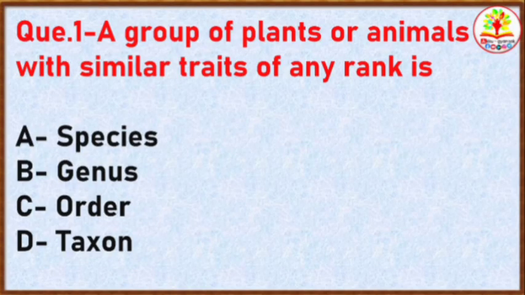The first question is, a group of plants or animals with similar traits of any rank is A. Species, B. Genus, C. Order or D. Taxon. So the answer will be D. Taxon.